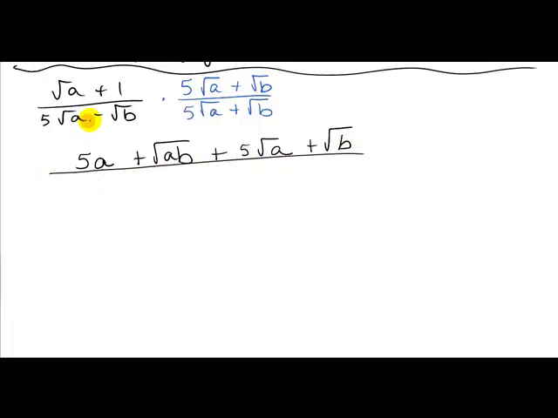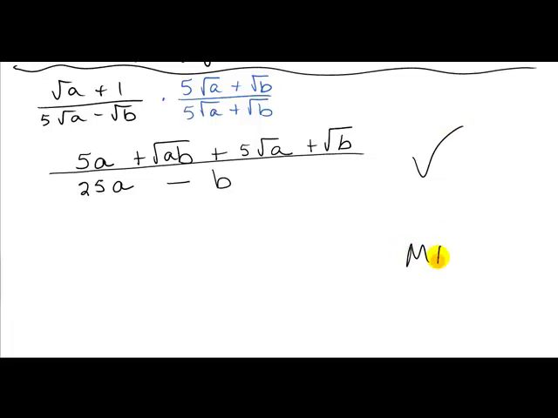At the bottom, we are going to multiply, but remember, everything's the same except that minus and that plus, which means no middle term. So 5 times 5 is 25. Square root of a times square root of a, minus, times a positive, square root of b times square root of b. This is the correct answer.